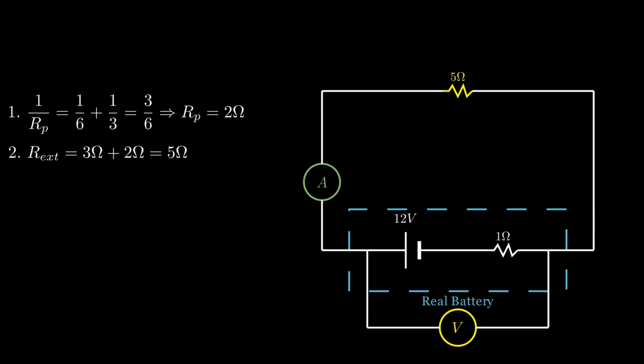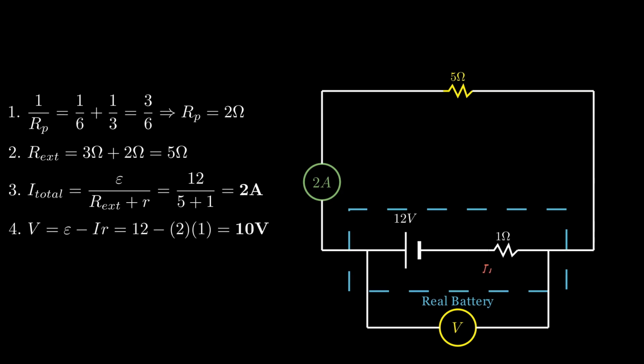To find the ammeter reading, which measures the total current, we use Ohm's law for the whole circuit. That's 12 over 6, which gives us exactly 2 amps. Next, the voltmeter. Remember, the voltmeter measures the terminal potential difference, which is the EMF minus the lost volts. The lost volts are IR, or 2 volts. Therefore, the voltmeter reads 12 minus 2, so 10 volts. Finally, the power dissipated by the internal resistance, which is, in this case, the energy lost as heat inside the battery. Using P equals I squared R, we end up with 4 watts.